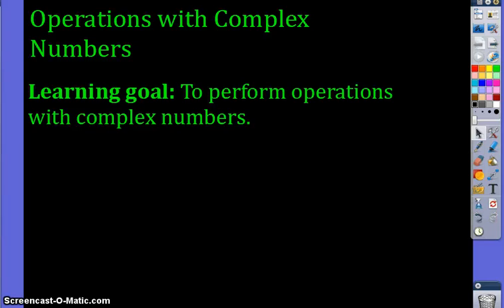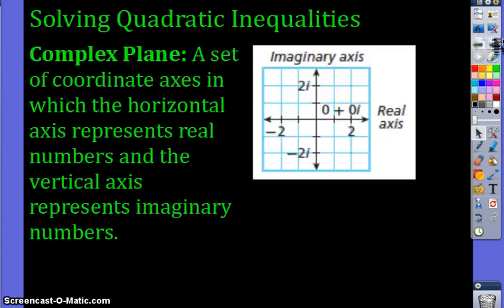Today we're going to go a little bit further into complex numbers by learning how to perform operations on them. First of all, you'll want to write down this. We saw a picture of this the other day.